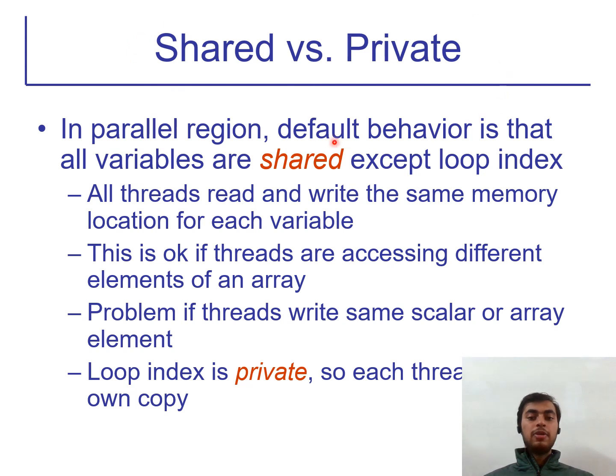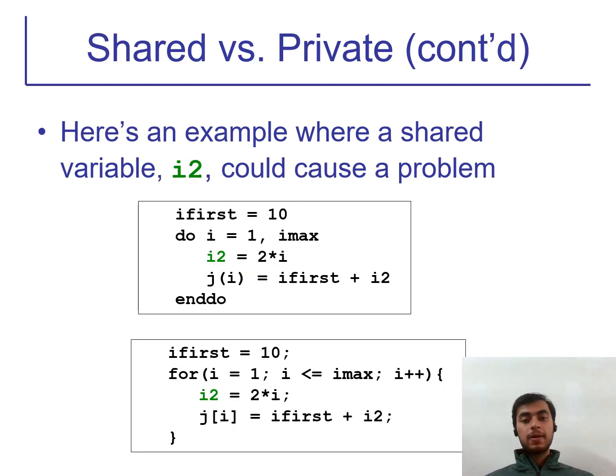What is now shared versus private? In a parallel region, the default behavior is that all variables are shared except the loop index. All threads read and write the same memory location for each variable. This is okay if threads are accessing different elements of an array. Problem if threads write the same scalar or array element. The loop index is private, so each thread has its own copy. Here is an example where a shared variable I2 could cause a problem.